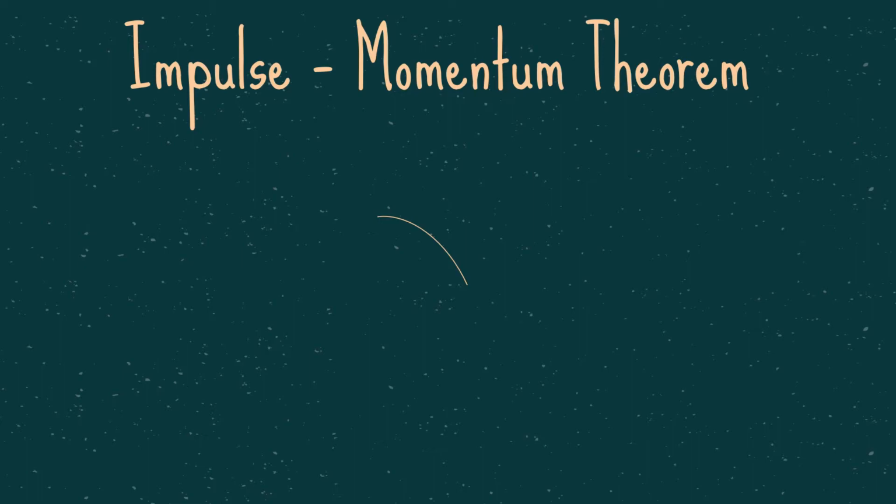Next, we go to impulse momentum theorem. This is the relationship between impulse and momentum. The impulse momentum theorem states that the change in momentum of an object equals the impulse applied to it, which is J equal to the change of P, which is momentum.